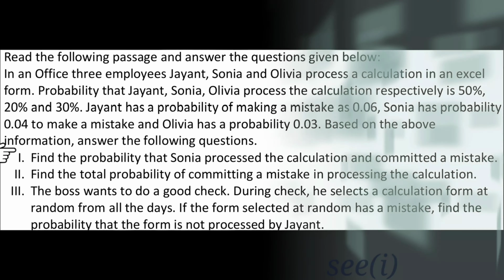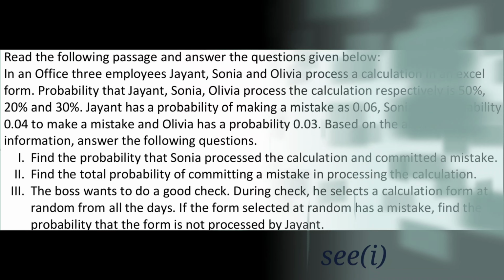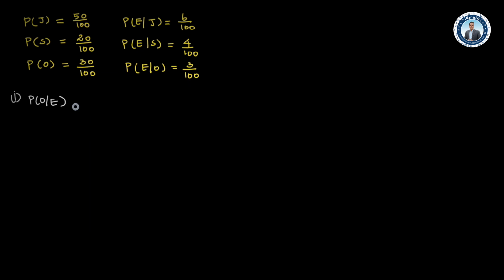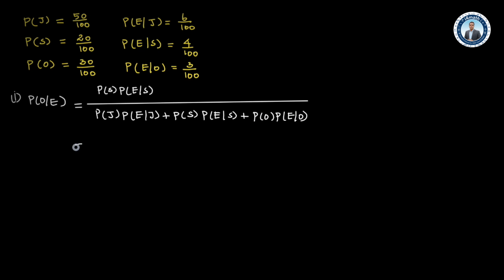You see the first question. Find the probability that Sonia processed the calculation and committed a mistake. P of S given E, actually it is not O given E, kindly change the correction, P of S given E, which is equal to P of S into P of E given S whole divided by P of J into P of E given J plus P of S into P of E given S plus P of O into P of E given O, which is equal, what is the value of P of S?